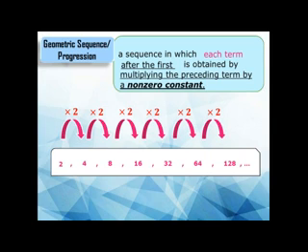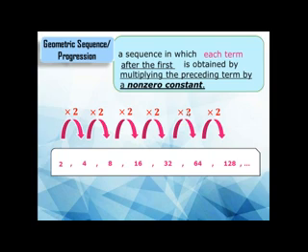So we can see a rule here. That is, the non-zero number that we multiply is a constant. We can't have 3 here and have 4 here. So we should use the same number all throughout the sequence.